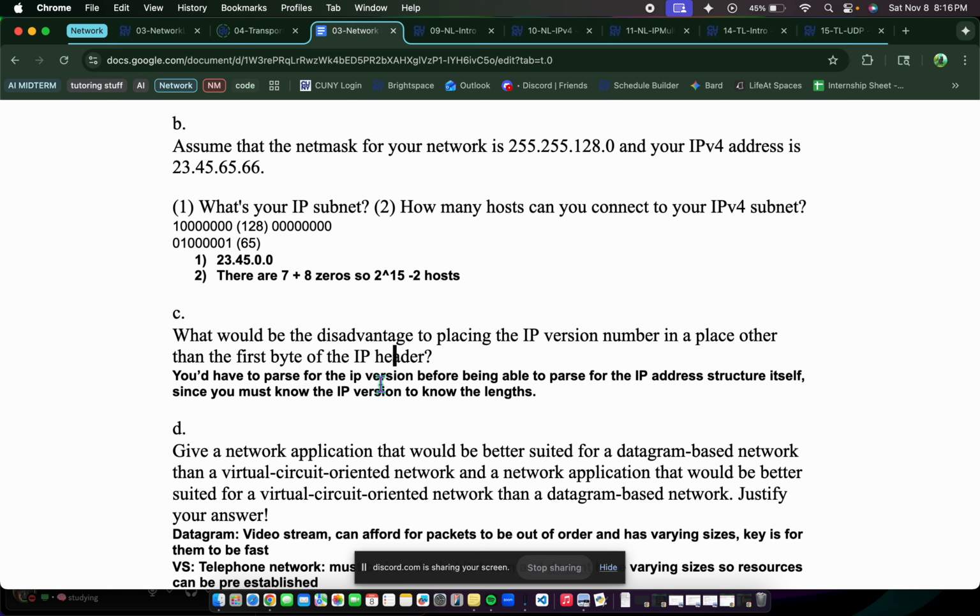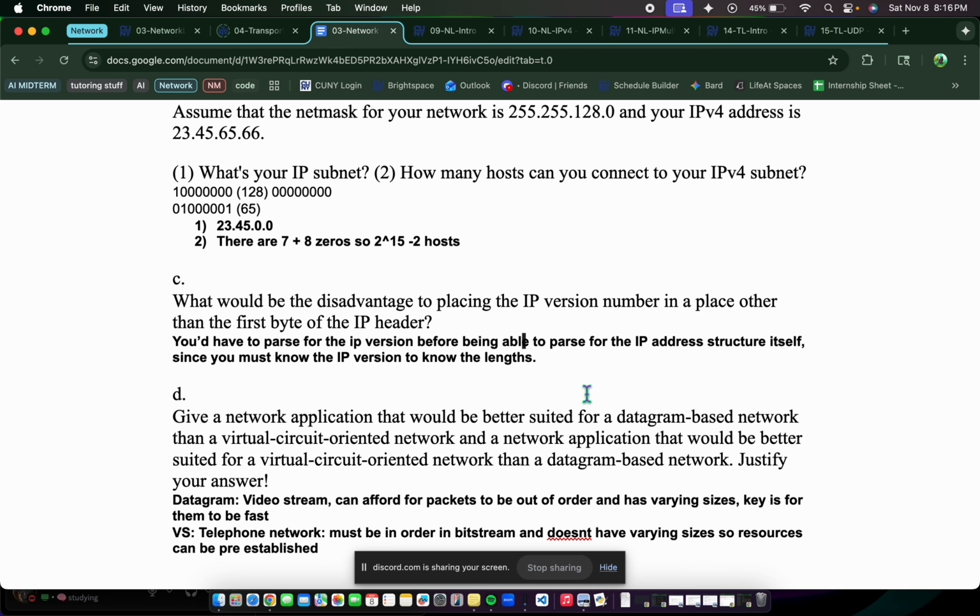You'd have to parse for the IP version before parsing the IP address itself, since you must know the IP version to know the lengths. It's as if someone gave you a sentence in some language you don't know, and at the very end, they tell you what language it is. So how are you supposed to decipher this if you don't even know what language it is? Maybe you can decipher it on your own, but for the most part, your IP version number should always be in the first byte.